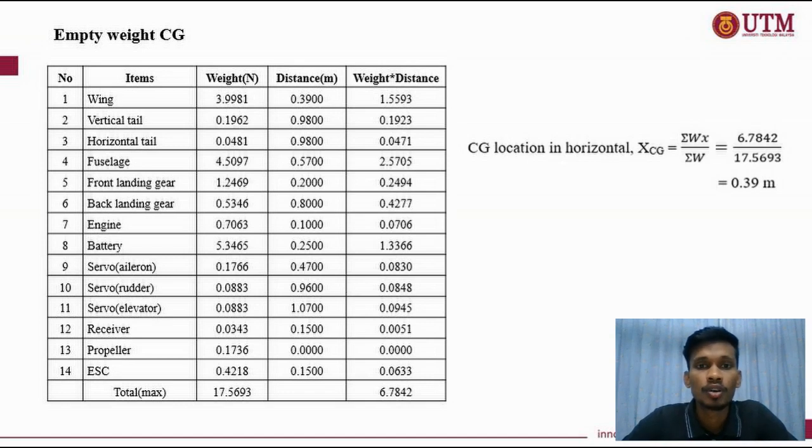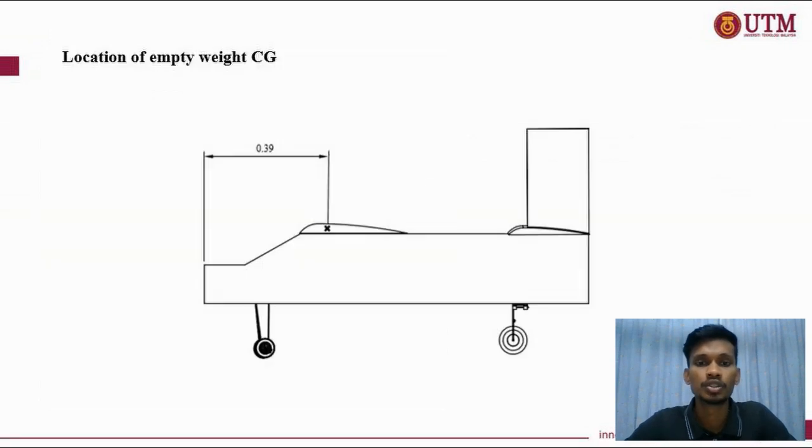In this calculation, all the removable loads are removed, which in our case is only the payload. So the total items would be 14 by excluding only the payload. From the calculation, we can see that the CG location in the horizontal axis is 0.39 meters from the front. It is shown in the slide here, the location of the empty weight CG of our RC aircraft.